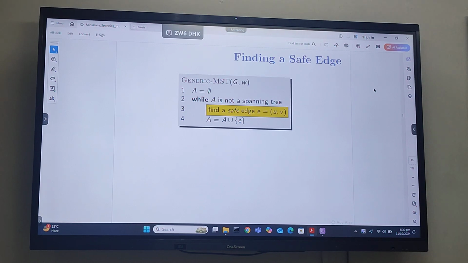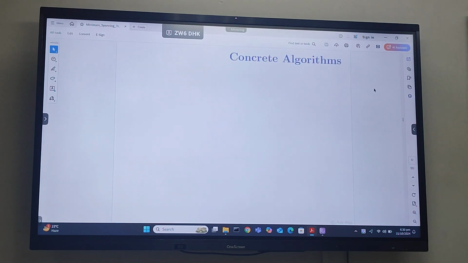So your question was, Muzammil, how do we find a safe edge? How do we find a partition? And that's why it's highlighted that this generic algorithm doesn't give us a quick and easy way of how to do it. And that's the tricky part.